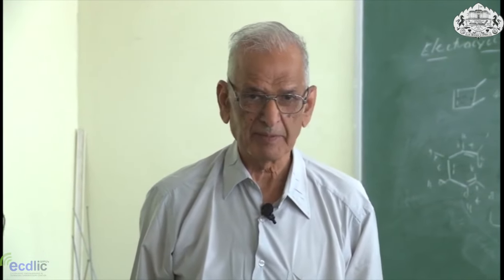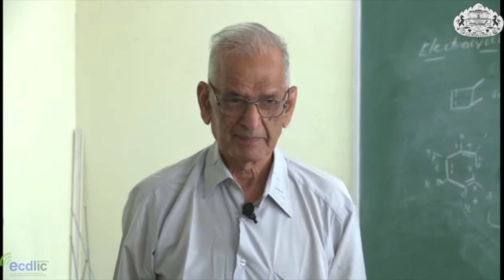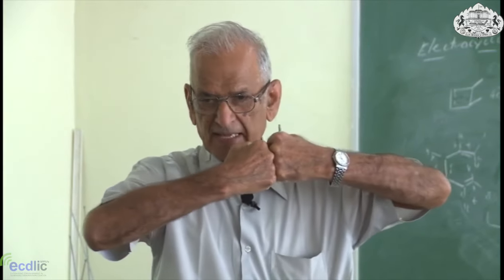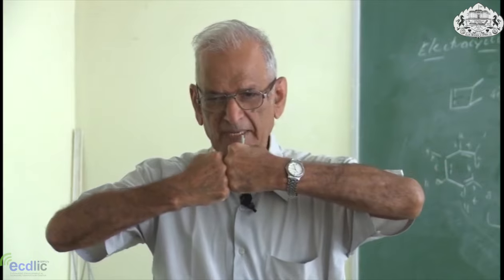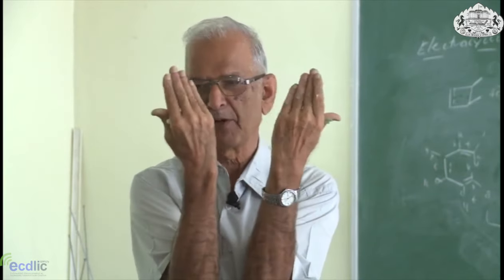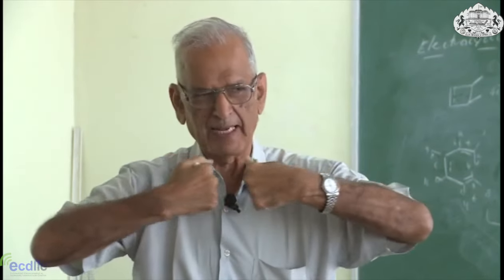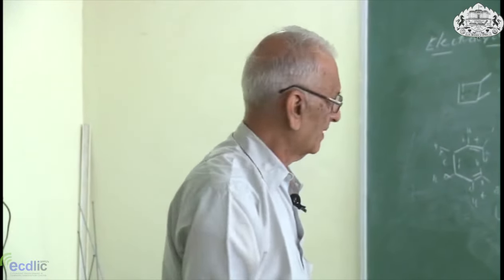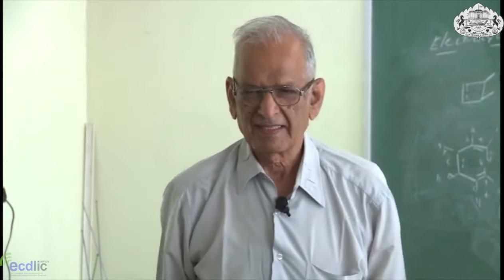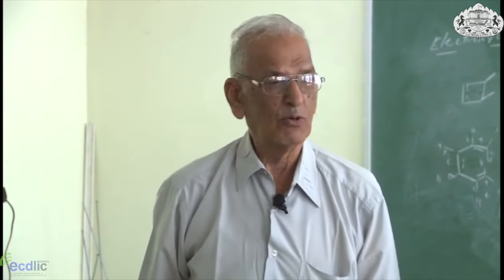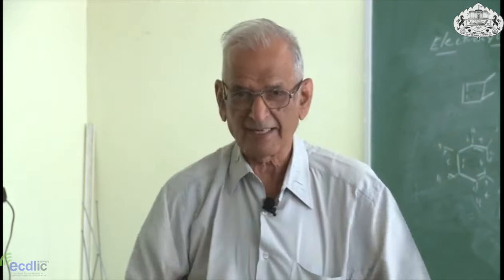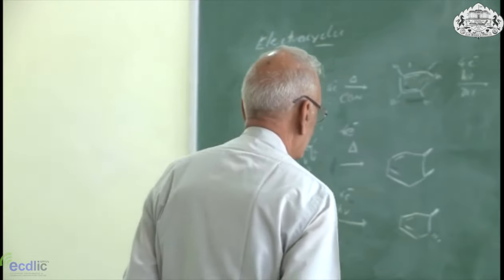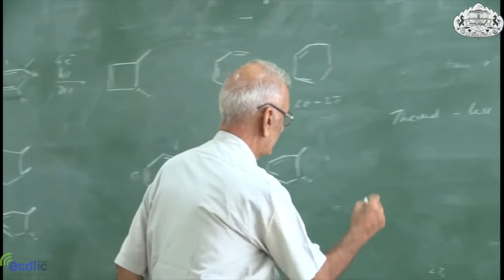Why is sigma bond more stable? Sigma bond is formed like this. Overlap is head on. Pi bond is formed by lateral overlap. This is head on overlap. Okay? All right. To which you say, you look at the compound, can you see all this? I don't believe it. So, how do we find out?